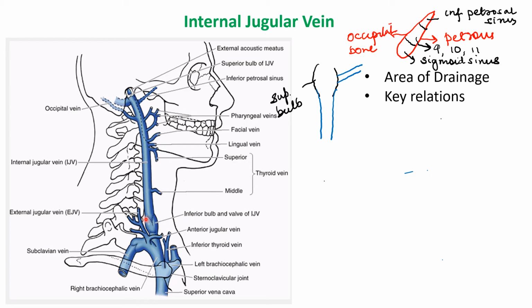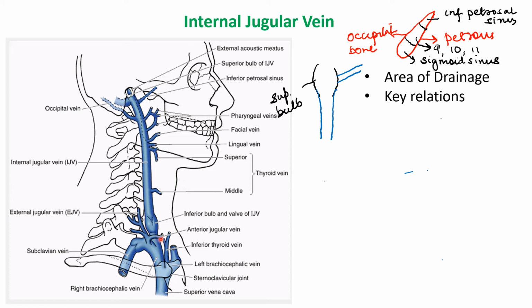And then again, it forms a dilatation, which is known as the inferior bulb, and then combines with the subclavian vein to form the brachiocephalic vein on that particular side, so the right or the left brachiocephalic vein. The subclavian vein, you're aware, is a continuation of the axillary vein. Both the veins join together to form the brachiocephalic vein, and the right and the left brachiocephalic veins join together to form the superior vena cava. Right? So you've seen this part when you were doing thorax.